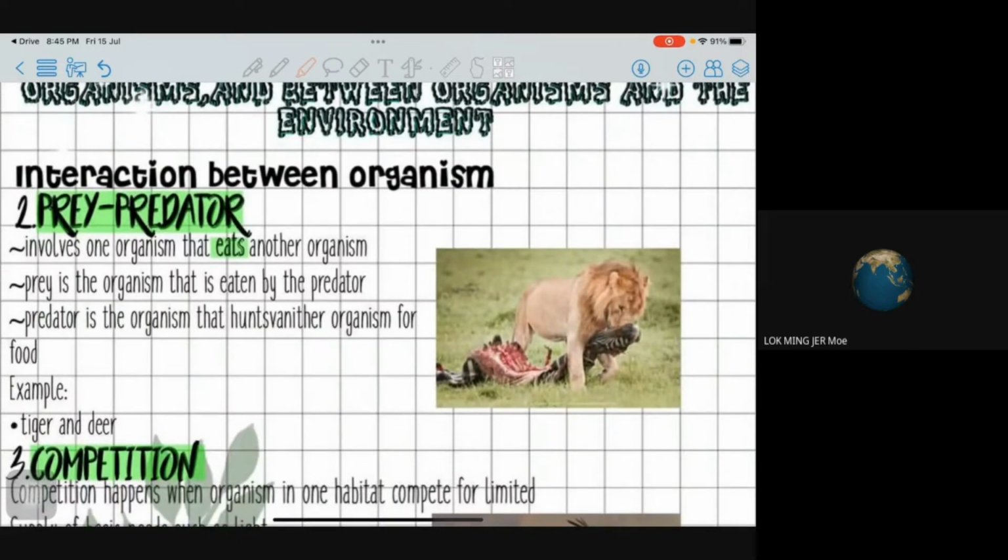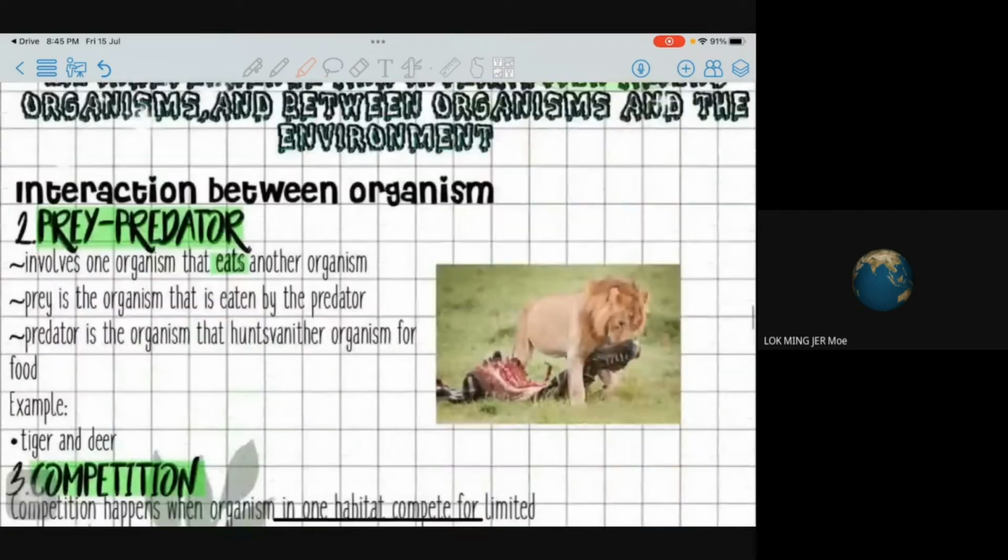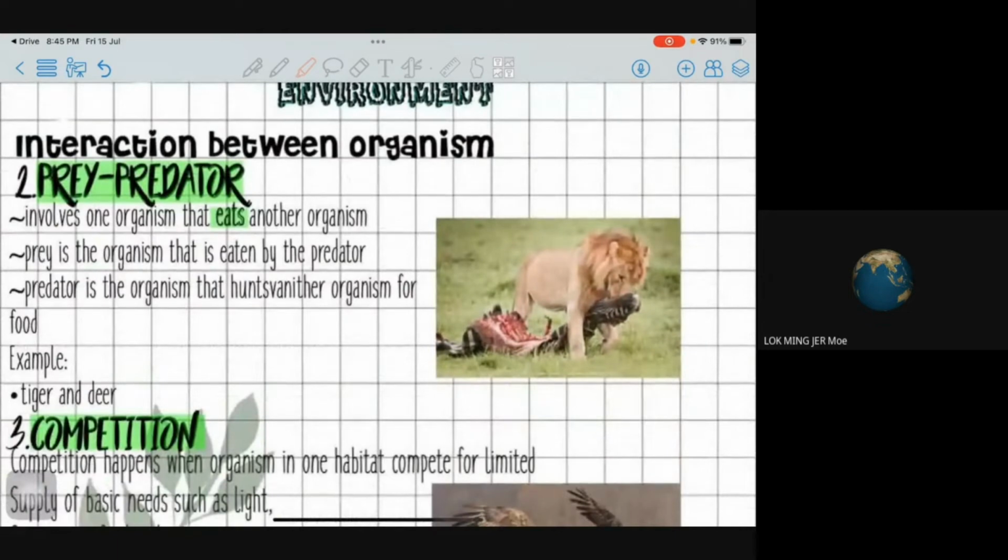Prey-predator. Okay, this one is interaction between organisms. We have prey-predator and competition. So prey-predator is what? Which one is prey here? This one, right? Zebra. Predator. This is zebra. Okay, the lion is the predator. So it involves one organism that eats another organism. So prey is the organism that is eaten by the predator. So predator is lion.